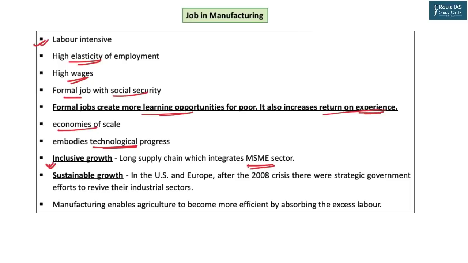That is why after the 2008 financial meltdown, the US and European governments had a strategy to revive the economy through the industrial sector, because it is inclusive. Because of the long supply chain of the manufacturing sector, at the back end it has the agricultural sector, and in the front end it has the service sector attached to it. The manufacturing sector becomes the bulwark that pulls the agricultural sector of the economy.